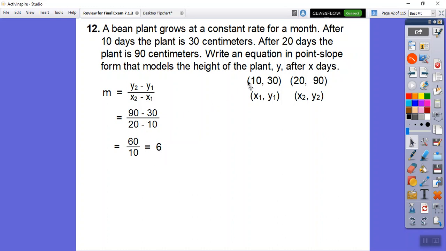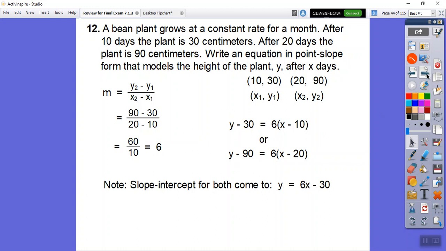Okay, so we can use either this x1 and this y1, or this is my x1, y1. It doesn't matter. There's infinitely many correct answers because there's infinitely many points the line goes through. Either one of those would be terrific answers right there. And those both give me the same slope intercept form. It's not asking for slope intercept form, but they both simplify. If I solved this one for y, distributing the 6 through, adding 30 to both sides, and distributing the 6 through on this one, adding 90 to both sides, both would get me this one. But they're asking for point slope form, so it's either one of those guys.